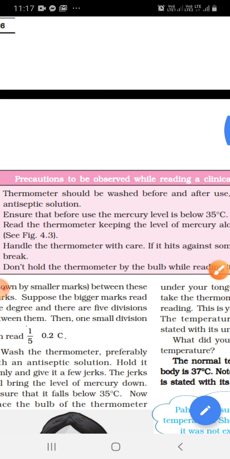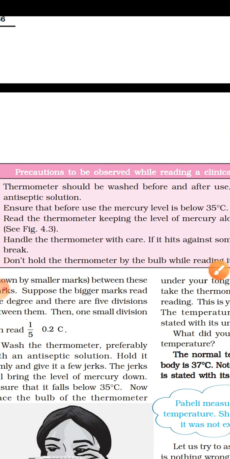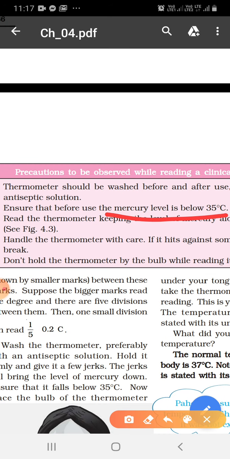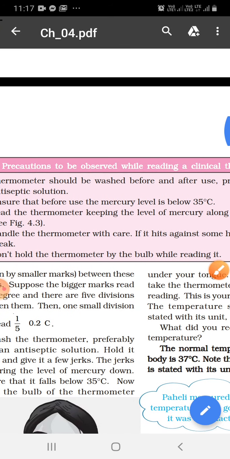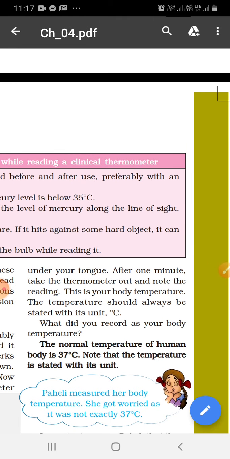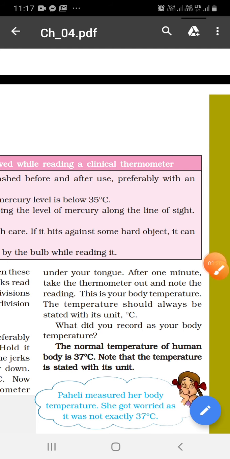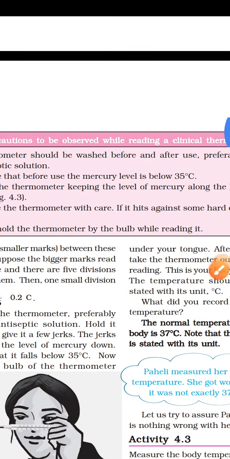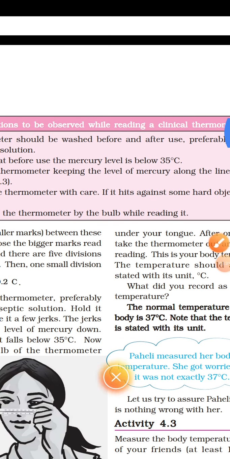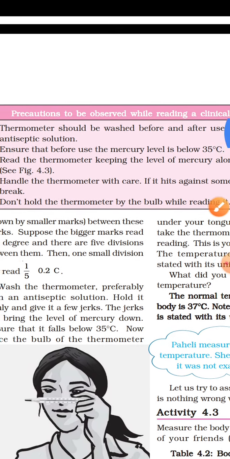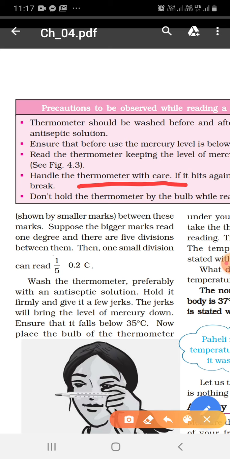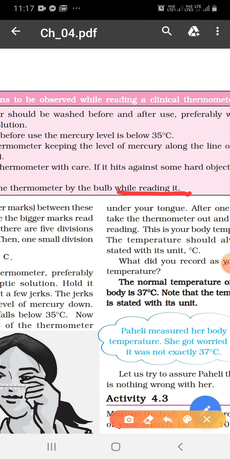Secondly, ensure that before use the mercury level is below 35 degrees Celsius. And next, to read the thermometer, keep the level of mercury along the line of sight. Next, handle it with care, because if we do not handle it with care, it may break. Last one is, don't hold the thermometer by the bulb while reading it. Clear to all of you?